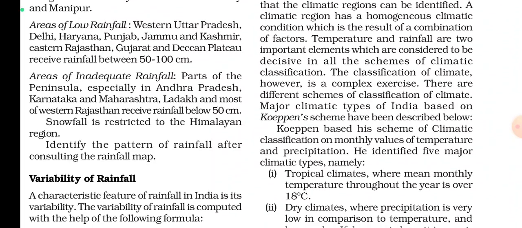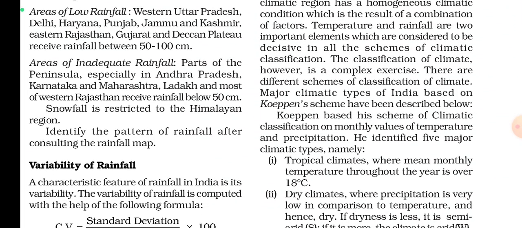and Manipur. Areas of low rainfall: western Uttar Pradesh, Delhi, Haryana, Punjab, Jammu and Kashmir, eastern Rajasthan, Gujarat and Deccan Plateau receive rainfall between 50 to 100 cm. Areas of inadequate rainfall: parts of the peninsula, especially in Andhra Pradesh, Karnataka and Maharashtra, Ladakh and most of western Rajasthan receive rainfall below 50 cm. Snowfall is restricted to the Himalayan region. Identify the pattern of rainfall after consulting the rainfall map.